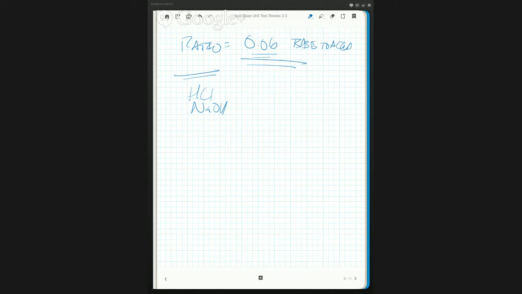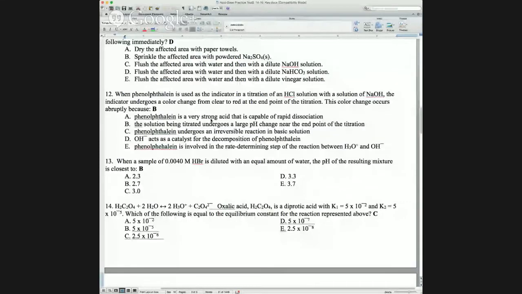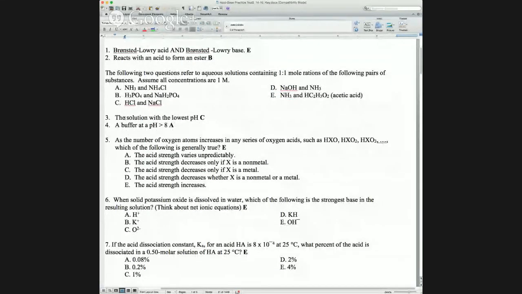If I look at the practice test and we go up here and we compare these, NH3 and NH4Cl, you have a weak base plus its conjugate acid. Well, that's going to be a basic pH. Here you have a weak acid and its conjugate base, which is going to be an acidic pH. So that's a low pH, and this is a higher pH.